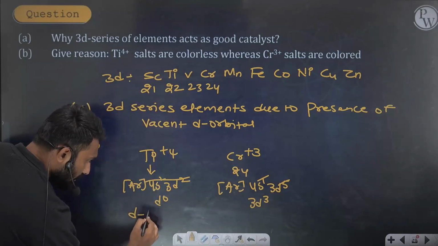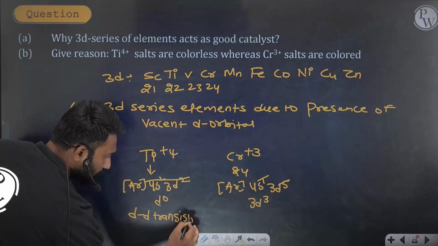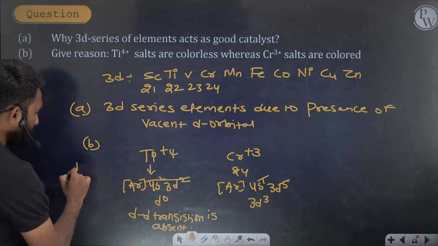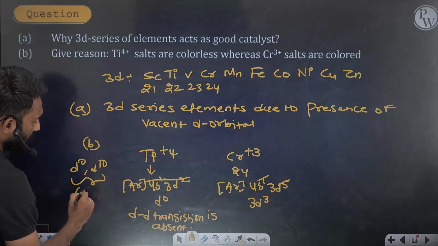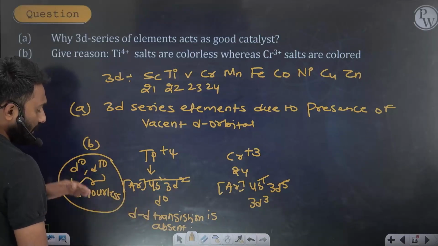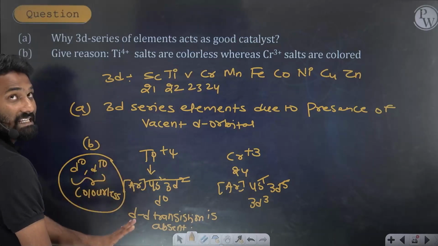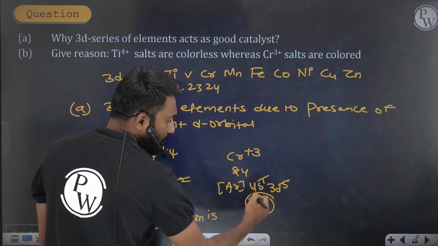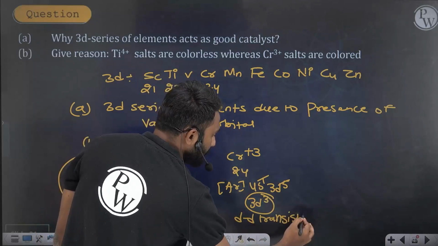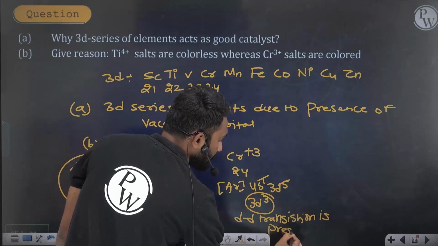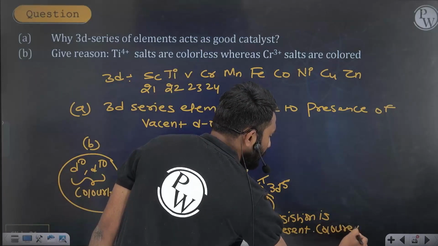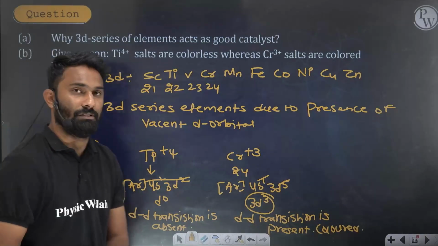In Ti4+ the d-d transition is absent. When there is no d-d transition, d0 and d10 are both colorless. In Cr3+, due to the presence of unpaired electrons, d-d transition happens, so it is colored. Clear?